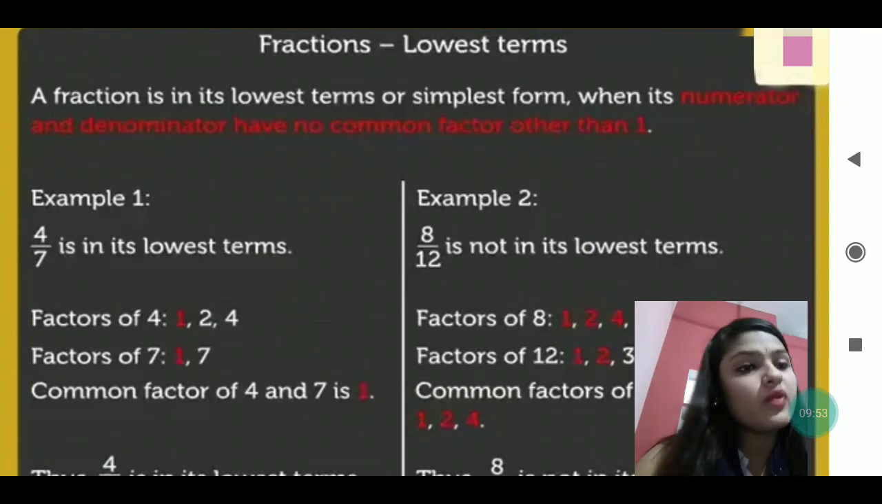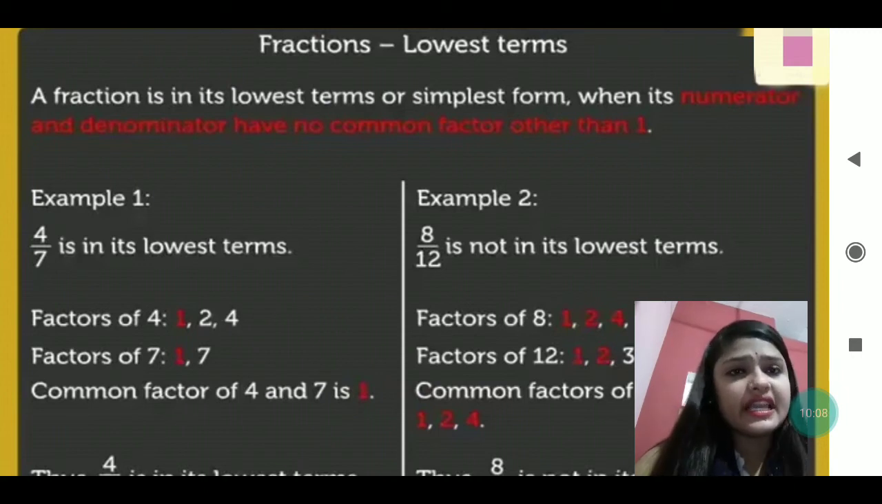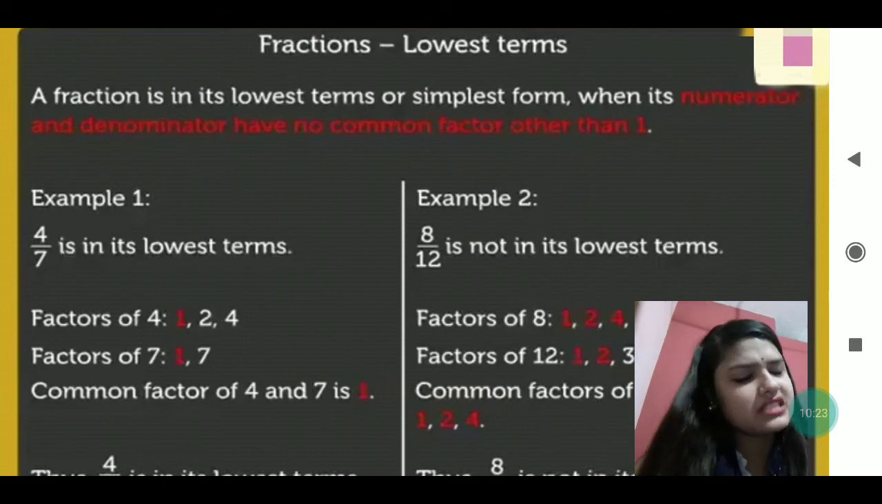Now, students, whatever we have discussed was just a brief of what we have already completed. Today we have to learn how to convert any fraction to its lowest term. A fraction is in its lowest term or simplest form when its numerator and denominator have no common factor other than 1. Then it is the lowest fraction of that number.